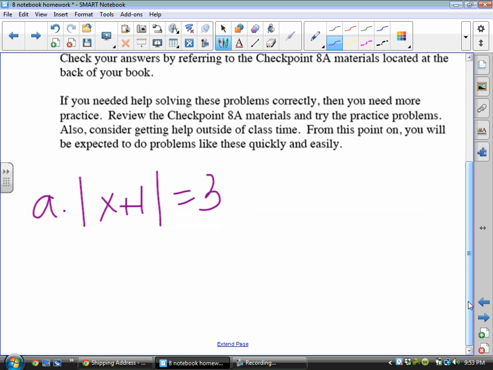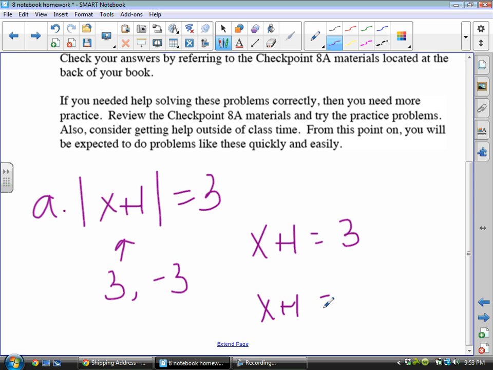When I have absolute value, the stuff inside here could be worth 3, or it could be worth -3. Absolute value means how many spaces from 0 is it. So I'm going to write my equation x + 1. That stuff could equal 3, or this same stuff could equal -3. And I'm going to solve that. Right? So I'm going to get x = 2, x = -4. Now these are my boundary points.